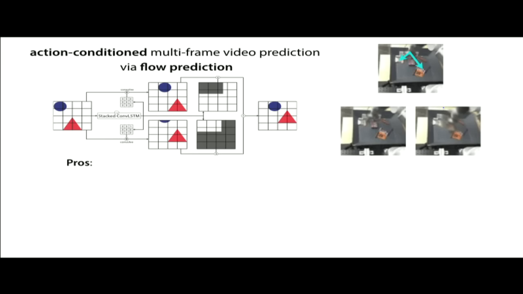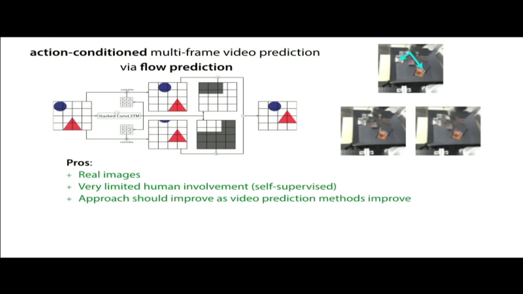So, the pros and cons of this method. The pro is that it's using real images, and there's very limited human involvement. So this can be scaled up to an array of 10 robots, because you don't have to have a single human for every robot telling it what the reward function is, telling it how to do the task. Also, the approach should improve as video prediction methods improve.